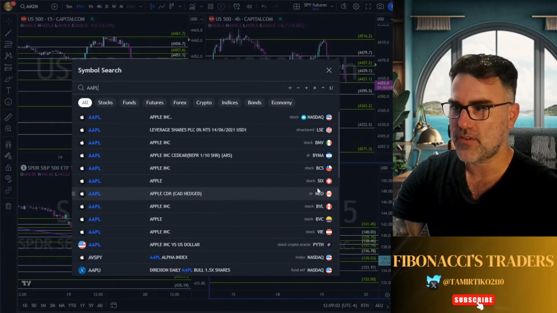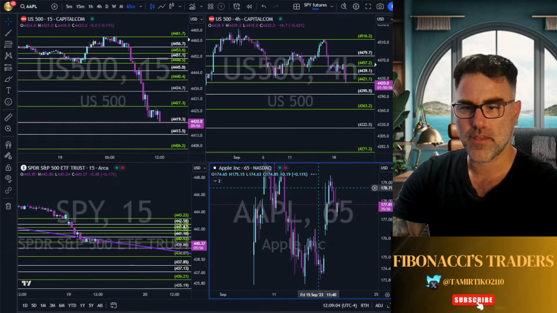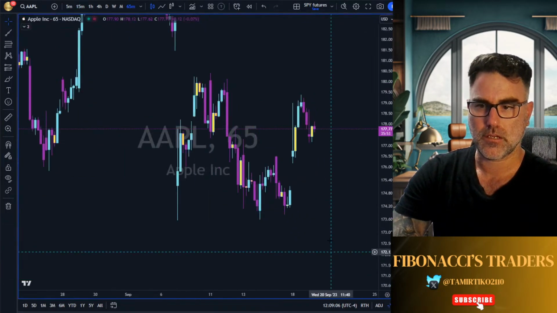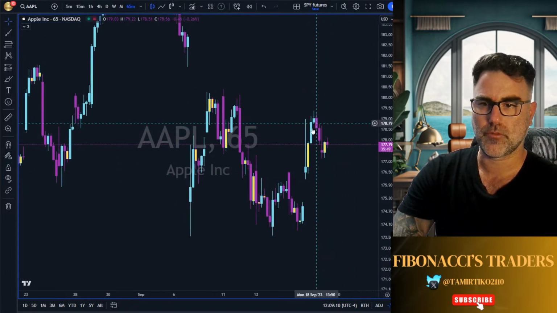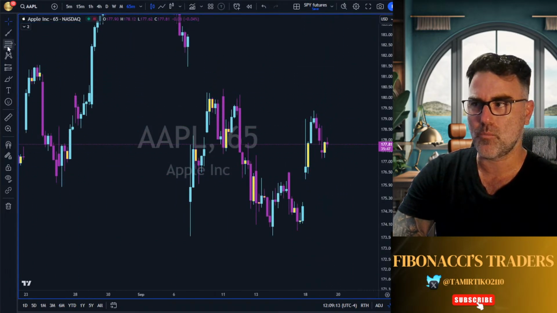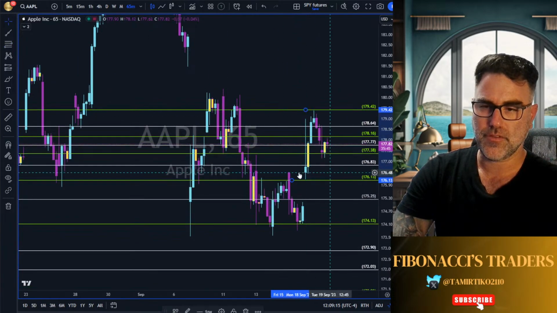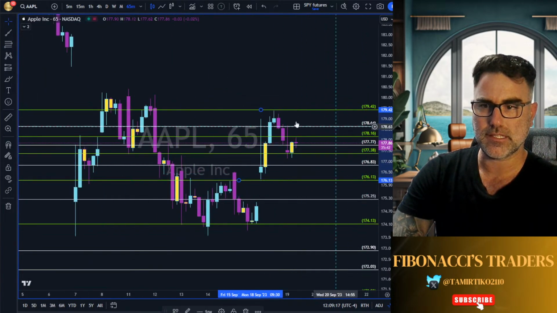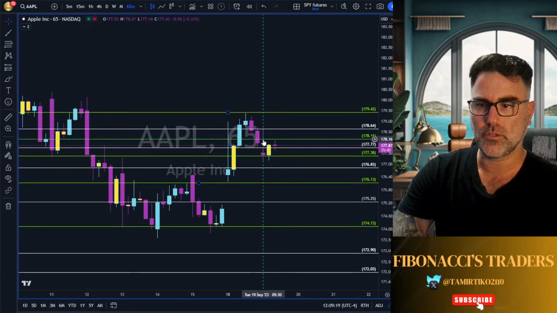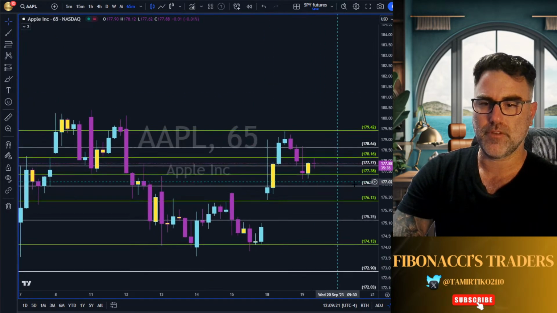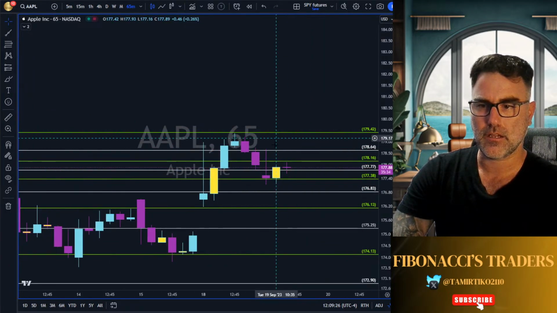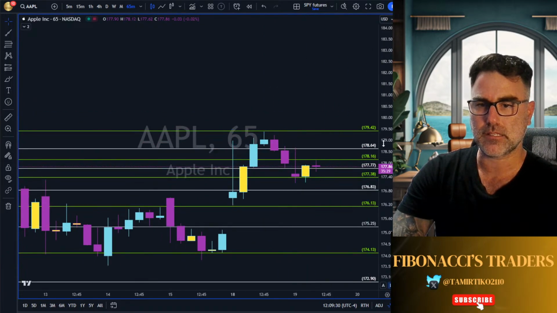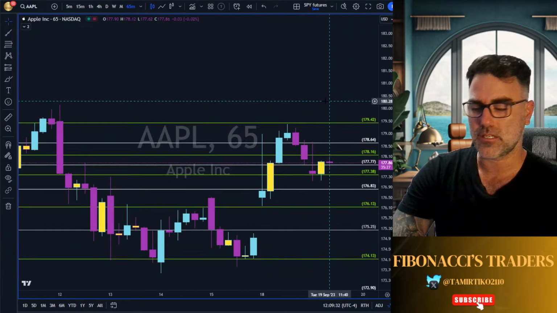Apple on the 65 minutes. Nothing much, as you can see. Went up yesterday. This is the price range since yesterday's open. Very tight price range between the 176 and the 179. Today, very tight price range as well. This is the first candle, and we are still inside the first 65 minutes candle, so it's a very tough price range to trade.